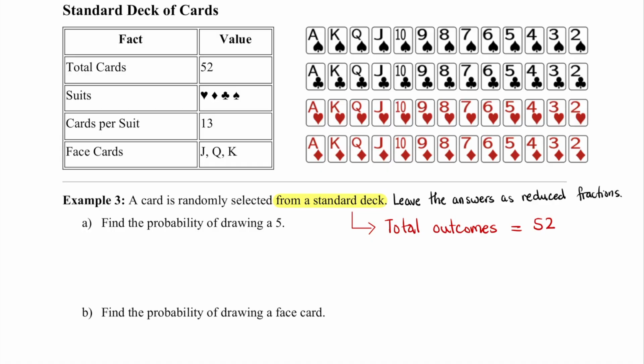Let's use the probability formula. Probability equals favorable outcomes divided by total outcomes. The number of total outcomes is 52. Now, we need to find the favorable outcomes. Our event is drawing a 5. How many 5s are there in a deck of cards? 1, 2, 3, 4. There are 4 5s. So the number of favorable outcomes is 4.